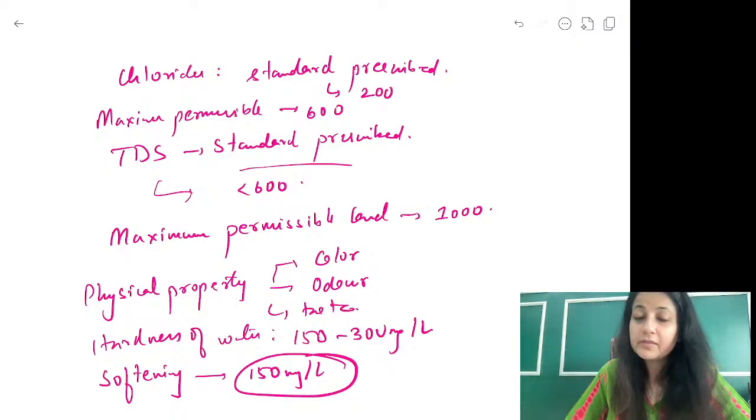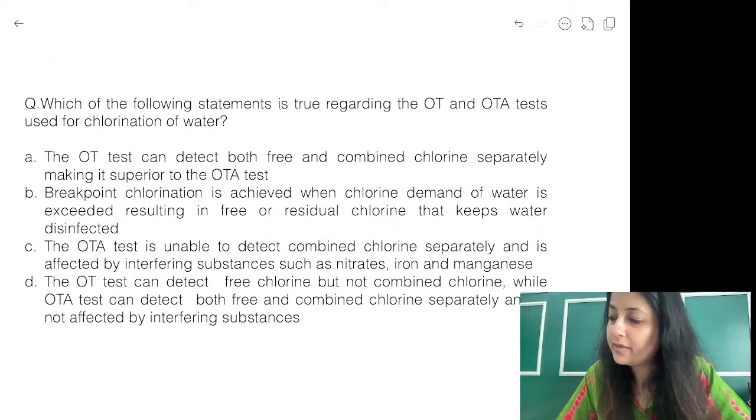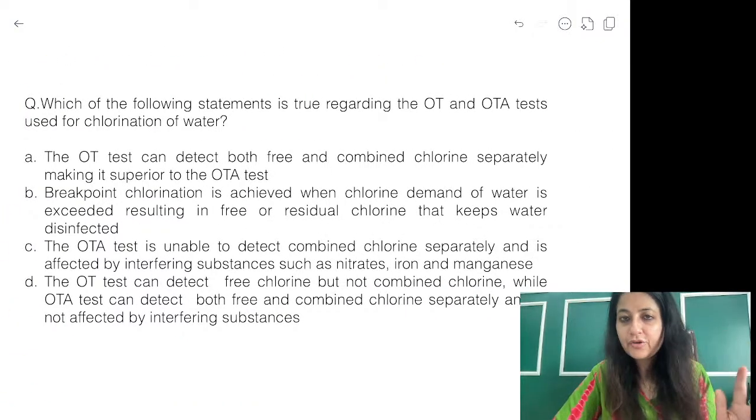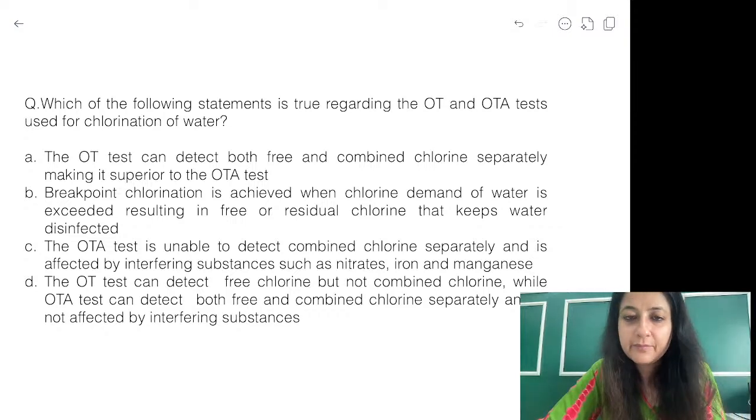Can we go to the next question, everybody? It's a long question, so read it. Take your time. Come up with the answer. Don't just think about it.